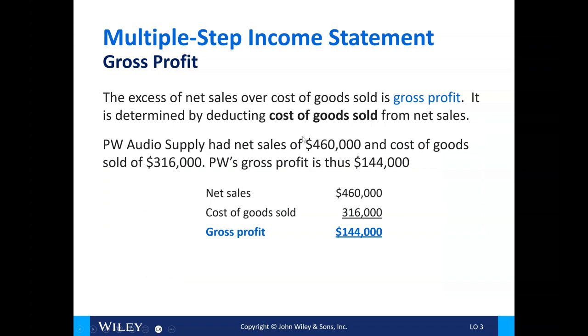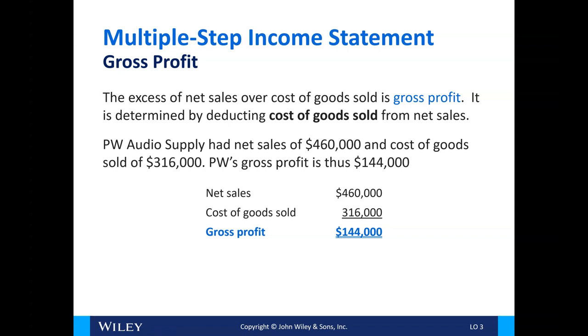So again, you see here cost of goods sold from net sales, cost of goods sold, gross profit. And then gross profit percentage, if we divided that 144 by 460, that would give us really what we keep per dollar. So let me break out my financial calculator here.